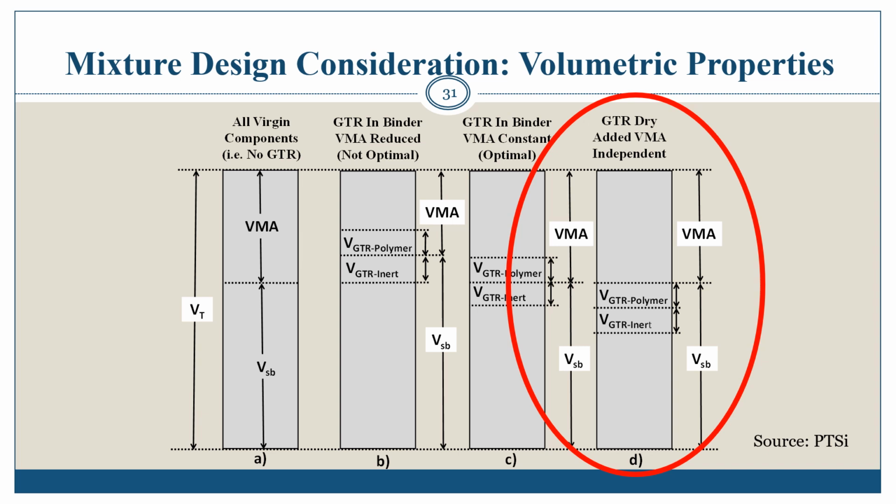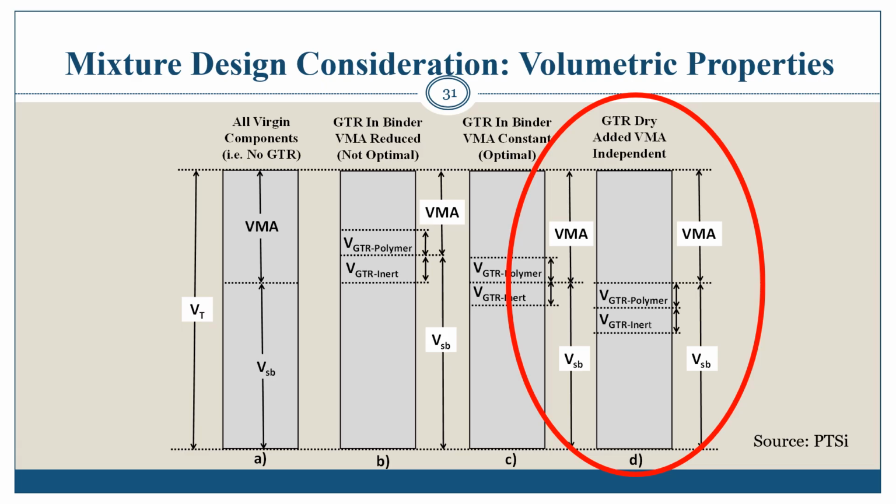Considering the preceding discussion, we can use baghouse fines as a comparison. Baghouse fines do not count as part of VMA. Similarly, inert filler component of GTR should not be part of VMA. Inert components of GTR are not affected by being incorporated into the asphalt binder. Some methods consider them as part of the aggregate V sub SB when dry added to the asphalt mixture, but consider them as part of VMA when blended with the asphalt binder.